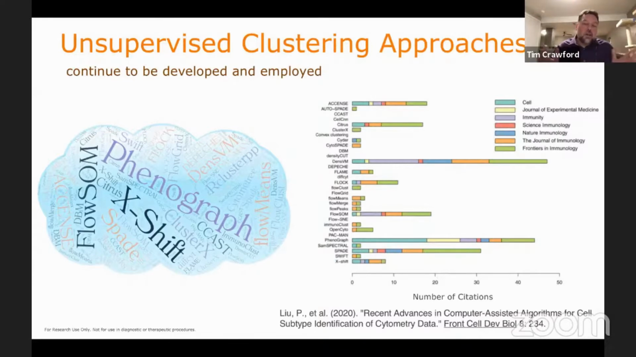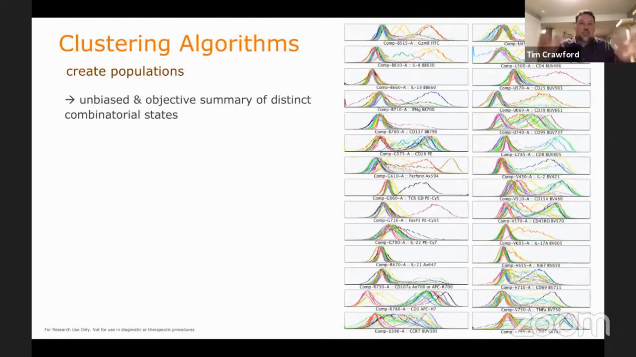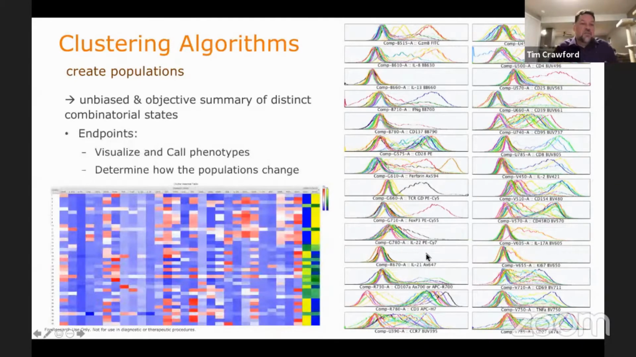So all of these algorithms really do the same essential thing, which is subset your entire system, all your data points, into populations in a kind of unbiased and objective way. And I think this gives you a good summary of the distinct combinatorial states within your system without ever manually gating down to a specific population. You can go ahead and run an algorithm and you get a whole bunch of complex populations out of it. And then your job is to find those endpoints that are meaningful within your biological system, within the question and hypothesis that you're entering this study with.